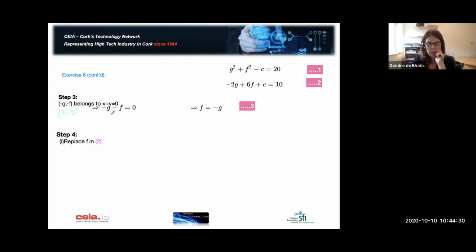So step 4 here is we replace f in equation 2. And what that leads to is, so we're replacing f here with minus g. So we have minus 2g minus 6g plus c equals 10. And that gives us c is equal to 8g minus 10. So that's a fourth equation that we can work with.